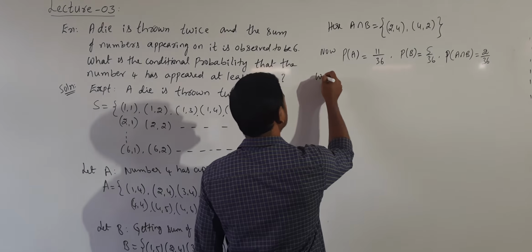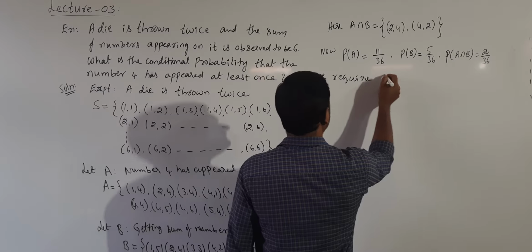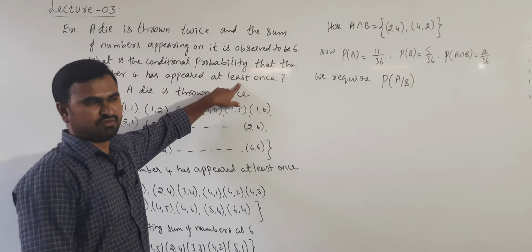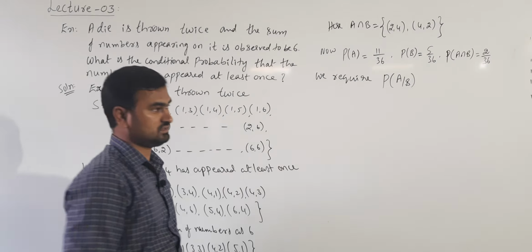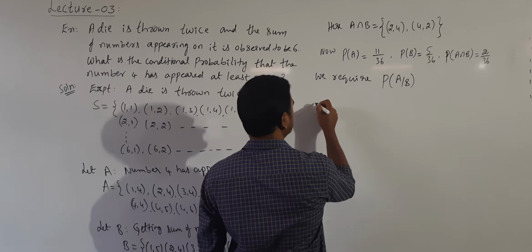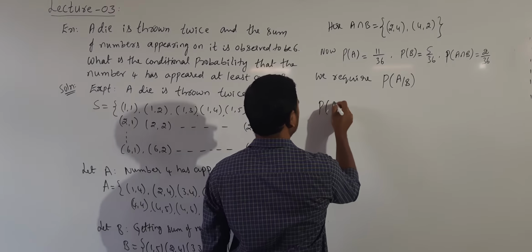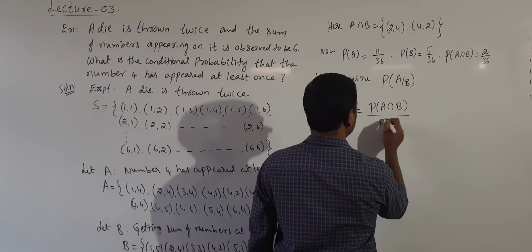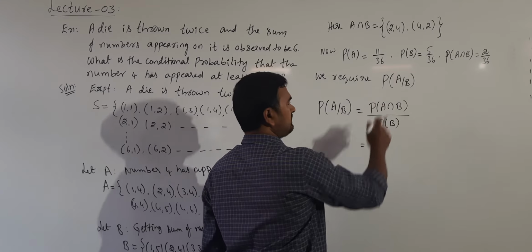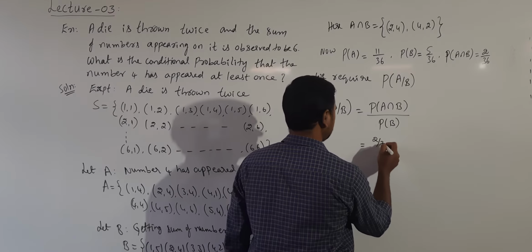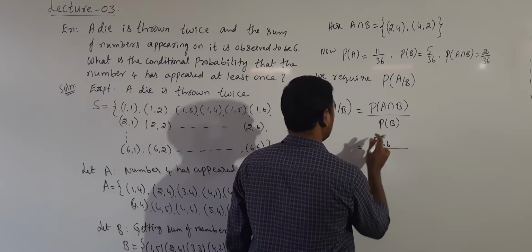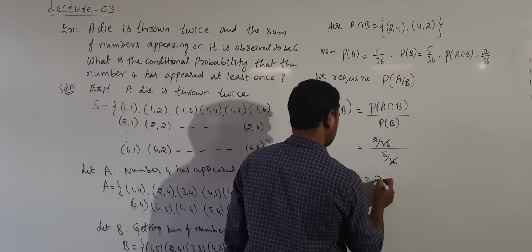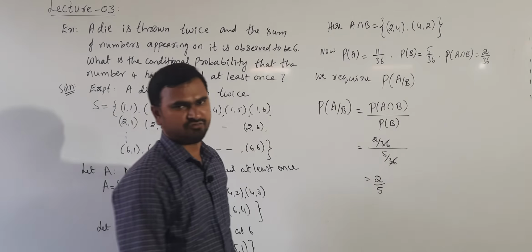What we require here is the probability of A given B. We are finding the probability of event A, knowing that event B has already occurred, so we use conditional probability. We can write P(A given B) equals P(A intersection B) divided by P(B). P(A intersection B) is 2 by 36, and P(B) is 5 by 36. The 36 gets cancelled, and the answer is 2 by 5.